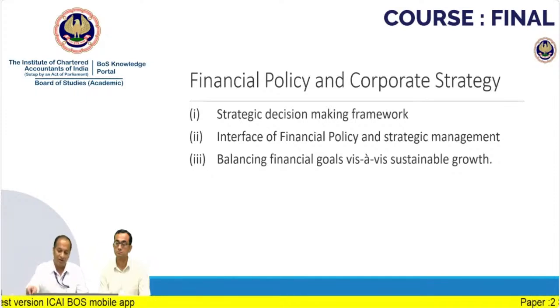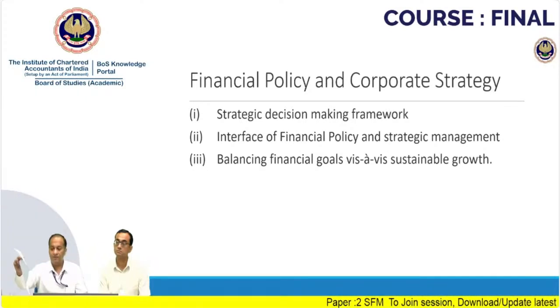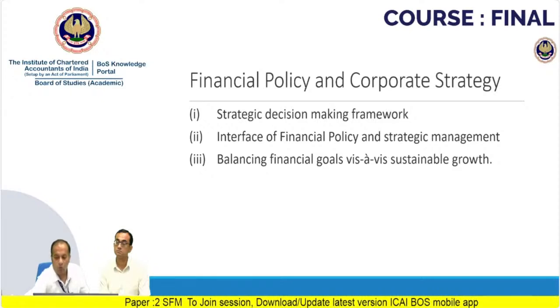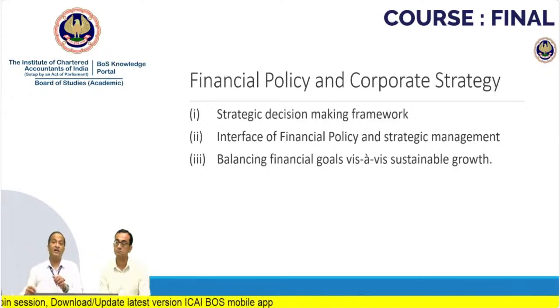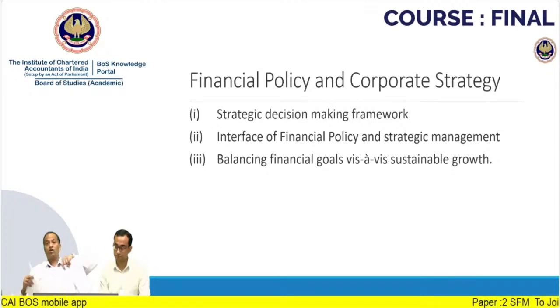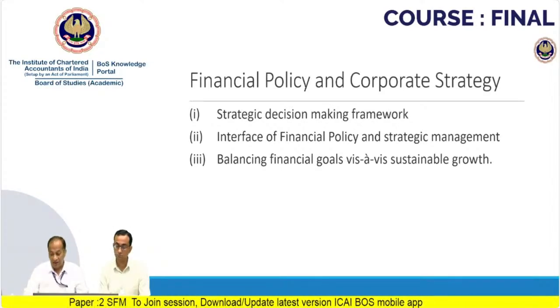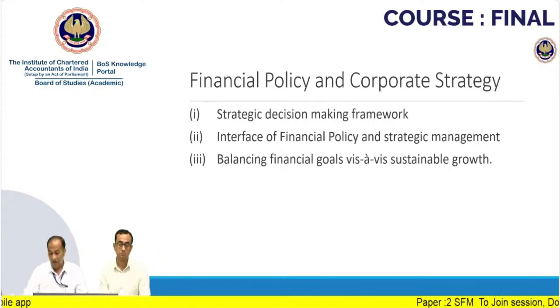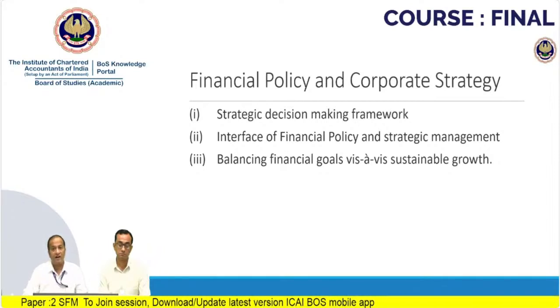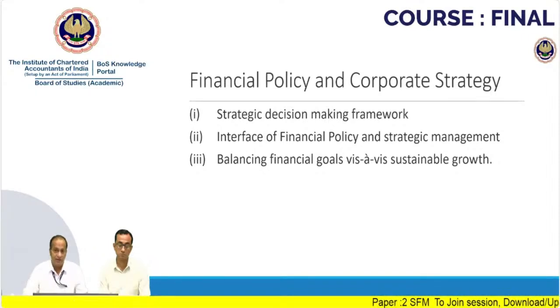Now, when we start with the strategic decision making framework, we have to see what strategic decisions are normally taken in the corporate world. For strategic decision making, there should be a clear and realistic strategy. We should have financial resources with us, and it is very important to have the right management of the team and the process. These are the three pillars.